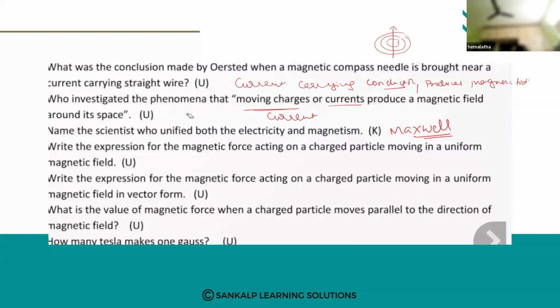So this is through what? Through Maxwell's equations. How many equations are there? 4 equations are there. So the 4 equations that Maxwell gave say that electricity and magnetism are both the same.